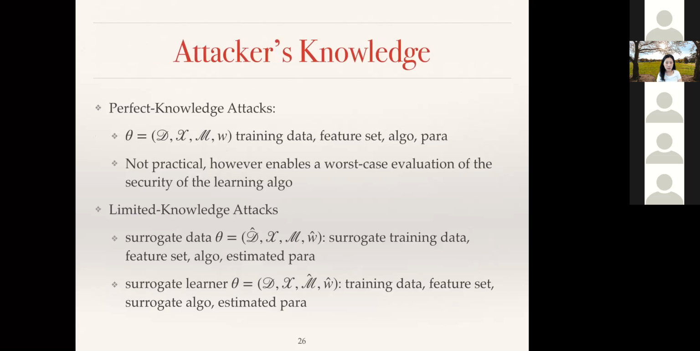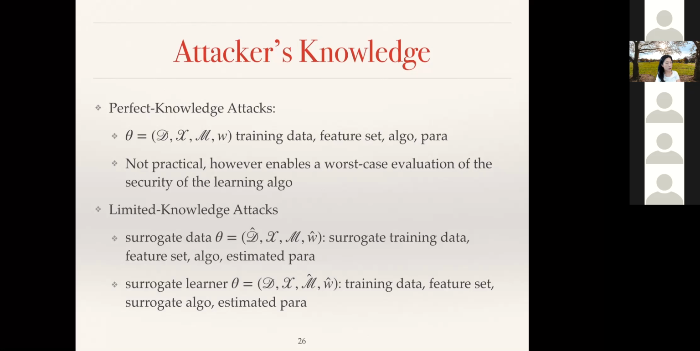Now, what is really important in a threat model for designing attack algorithms is to understand the attacker's knowledge. This paper, I think, has a very good description of the attacker's knowledge. Basically, it sets up a framework for us to understand the attack.